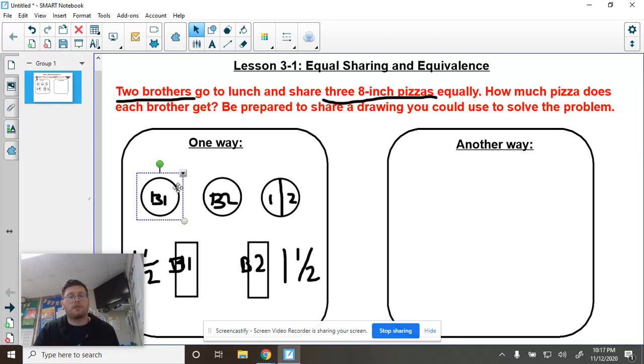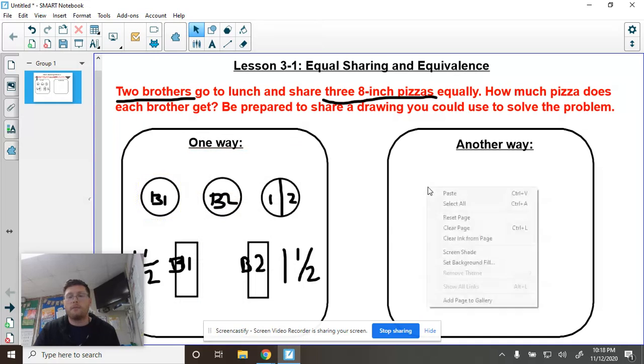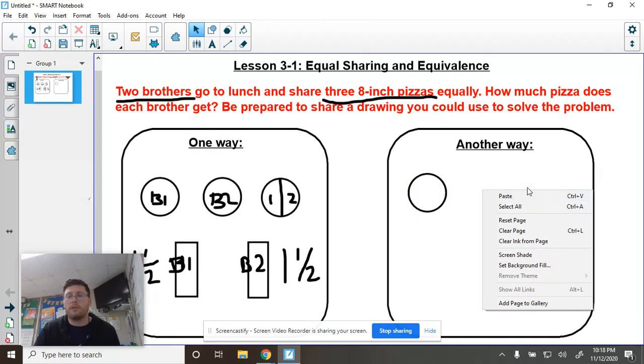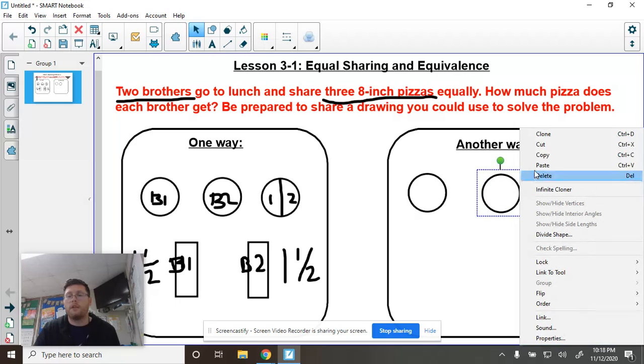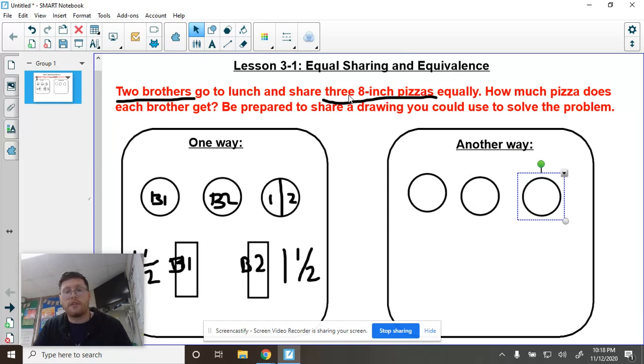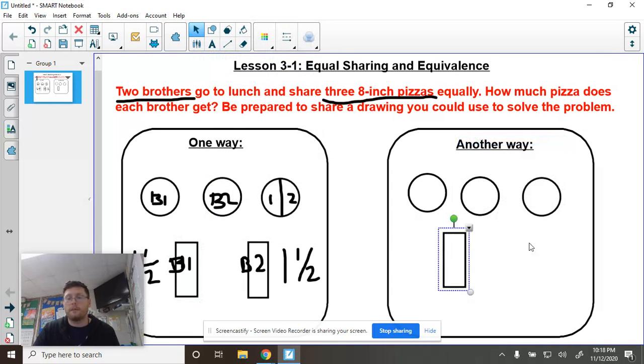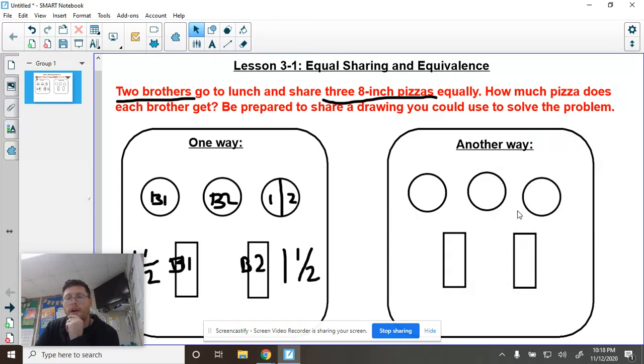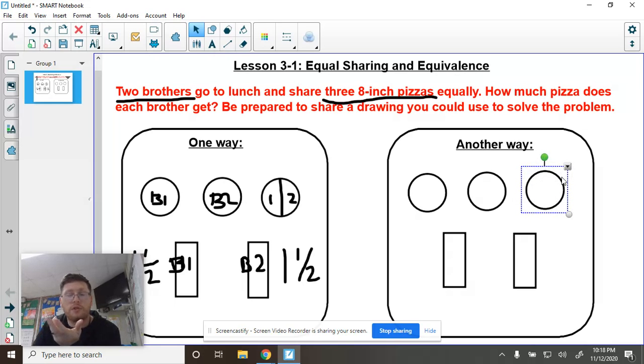Again, I'm going to have my circles. I'm going to copy that, put that over here, put that over here, because I still have those three pizzas. They haven't changed size or anything. And I still have two brothers. So I have this, copy. We're going to paste that over here, and paste this one over here. I have to try to figure out another way of how I could break this up evenly so that each brother gets the same amount.